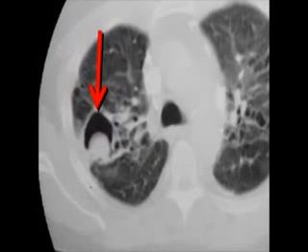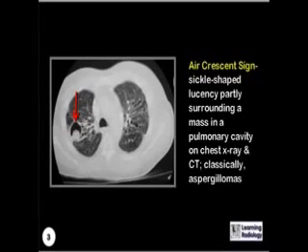What sign is being demonstrated here? This is the air crescent sign, which is a sickle-shaped lucency, partly surrounding a mass in a pulmonary cavity, seen on chest X-ray or CT. Classically, it's seen with aspergillomas.